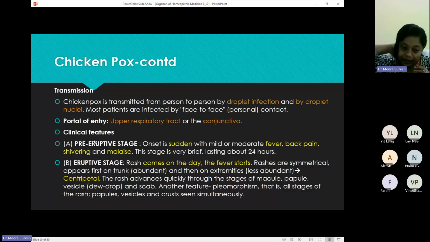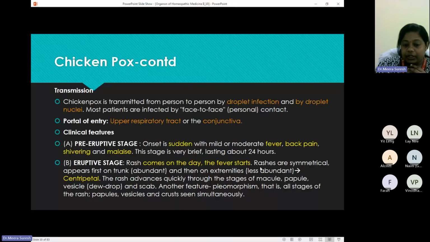And clinical features: there is a pre-eruptive stage and an eruptive stage. In the pre-eruptive stage, before the appearance of the rash, the onset is always sudden with a mild or moderate fever. Sometimes the fever will not be there, or it will be very mild. Sometimes the patient may only complain of malaise or tiredness, but backache may be there. Backache is very characteristic, and also shivering. The stage is very brief, lasting about 24 hours only. And then, when the fever starts, on that same day, the rash appears. When the rash starts appearing, we call it the eruptive stage.